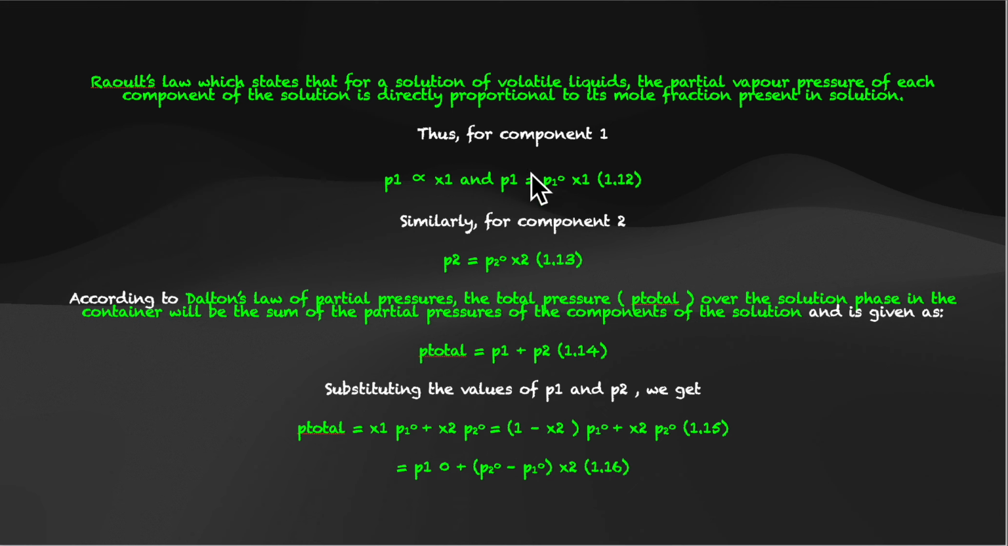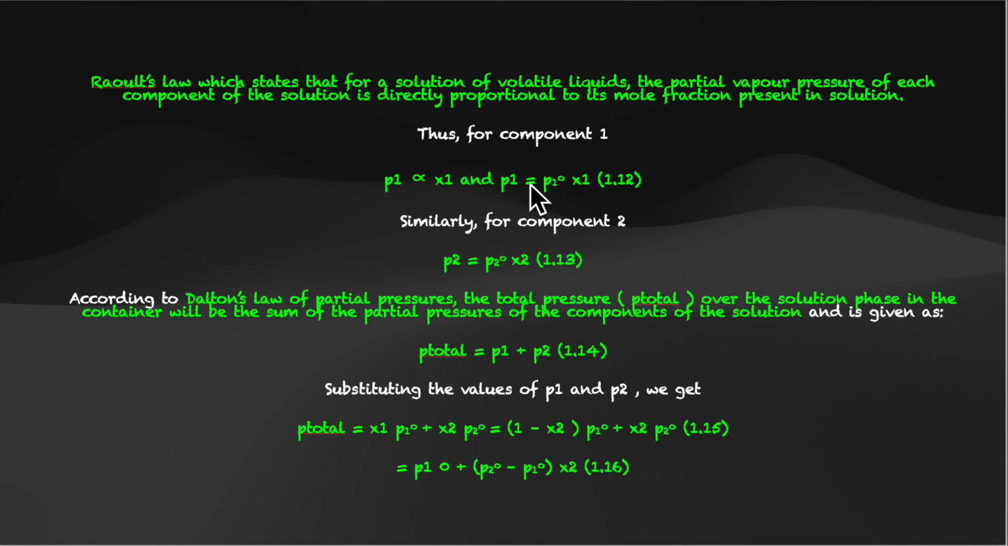So for component 1, P1 is equal to P1 naught into chi1. Similarly for component 2, P2 is equal to P2 naught into chi2. According to Dalton's law of partial pressures, the total pressure over the solution phase in the container will be the sum of the partial pressures of the components of the solution. This Dalton's law we would have learned in class 11, stating that the total pressure of the solution is nothing but the sum of the partial pressures of the components of the solution.